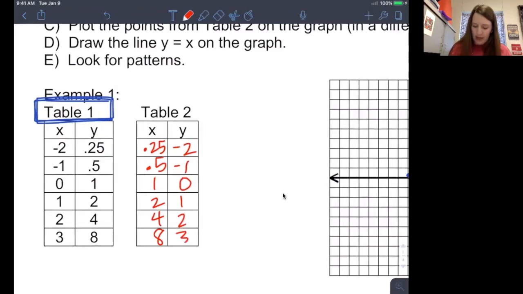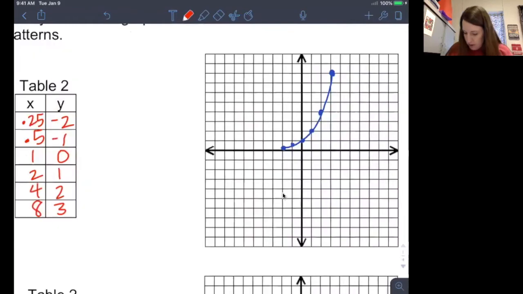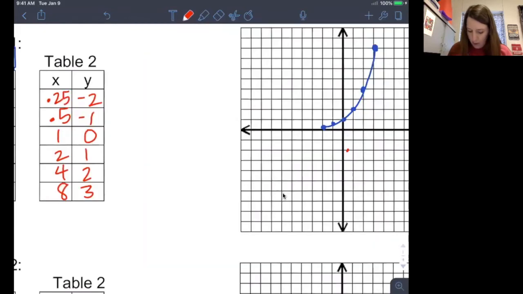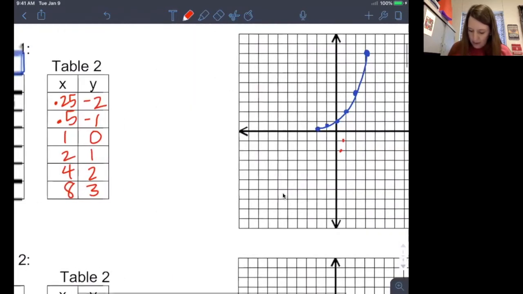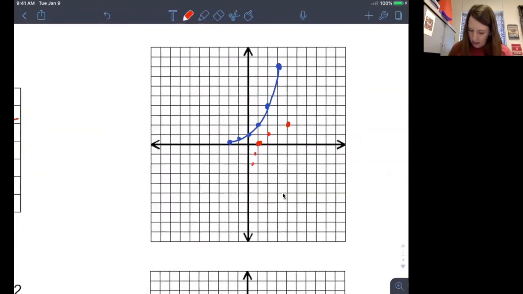Okay, and then step C says we're going to plot the points from table 2 on the same graph, but in a different color. So I have 0.25, -2, 0.5, -1, 1, 0, 2, 1, 4, 2, and then 8, 3. So if I were to connect these, it looks something like that. So it's got a similar curve, it just appears to be facing the other direction.